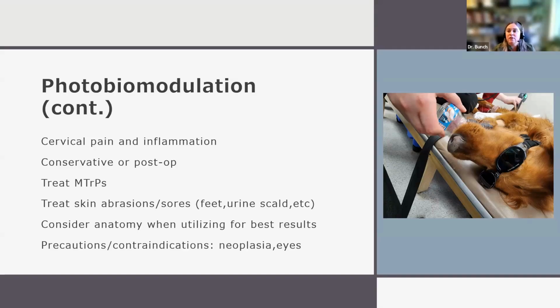Laser, for the best penetration and the best results, we need direct contact, and we need to be aiming those photons into the area that we're trying to treat. So we've got to kind of remember our anatomy, which I'll show here in a minute.